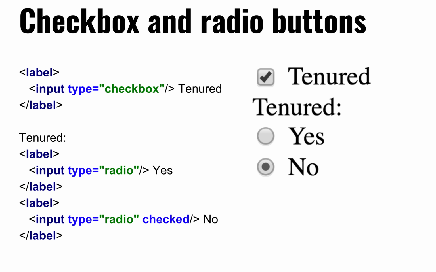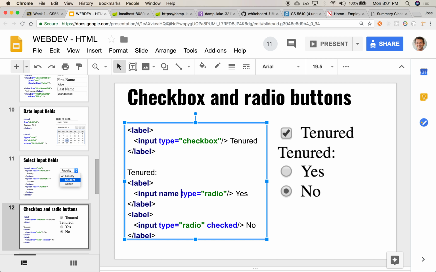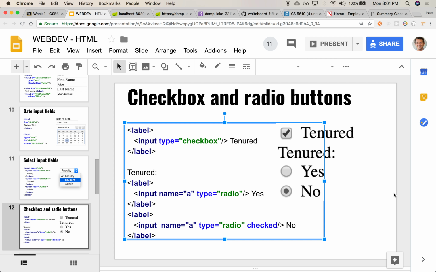Here we don't have a name, so for instance, you might have name A, and just because I don't have enough space here. There we go. So now the browser knows that since these two have the same name, they're mutually exclusive. If I click on one, it'll unselect the other, and vice versa. Meaning that if this gets submitted, the server would see A is equal to no, or A is equal to yes. That's what gets submitted to the server.